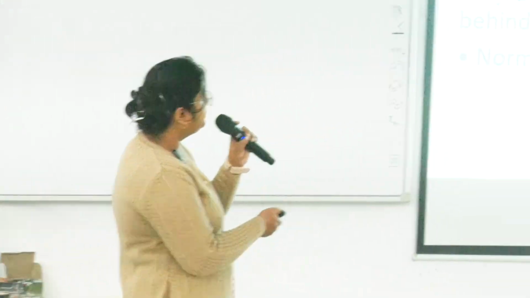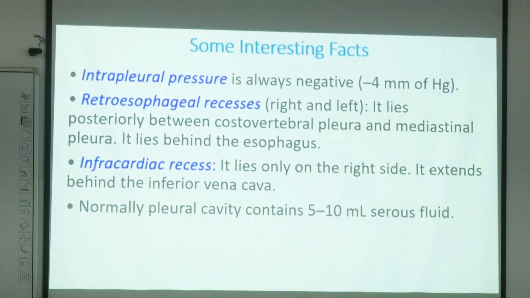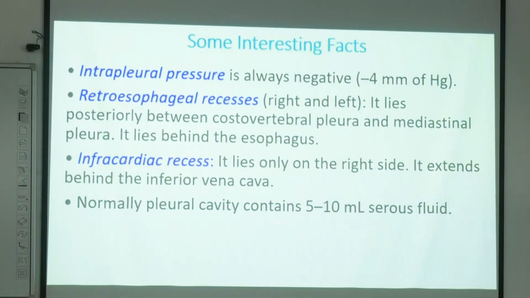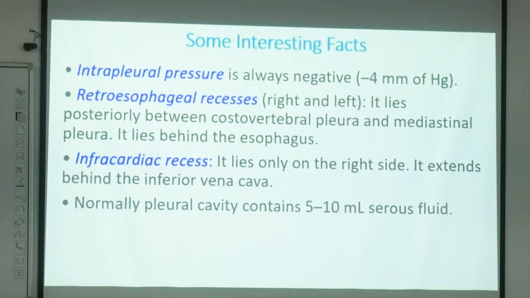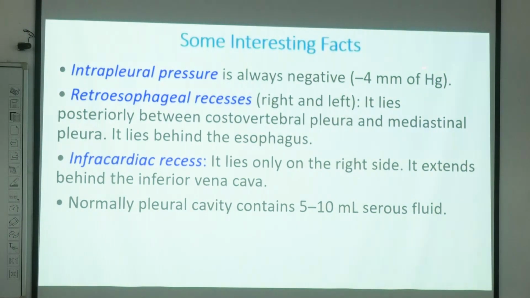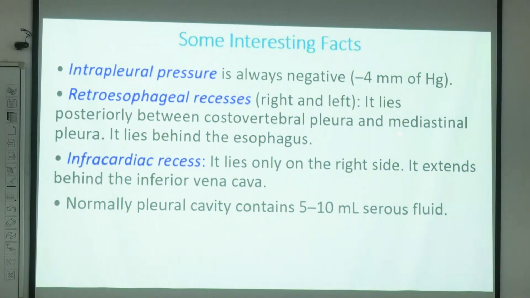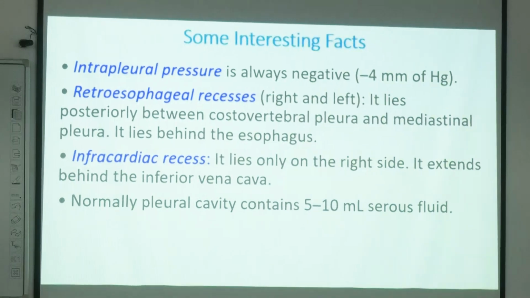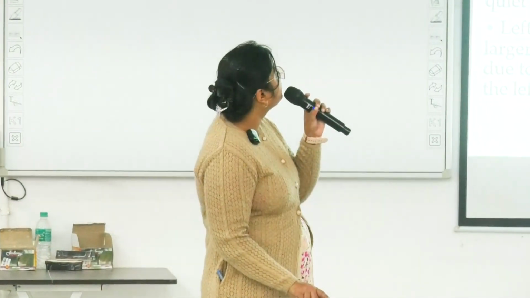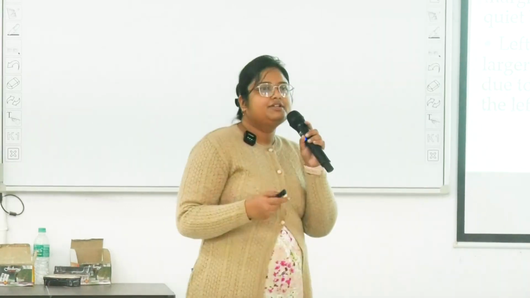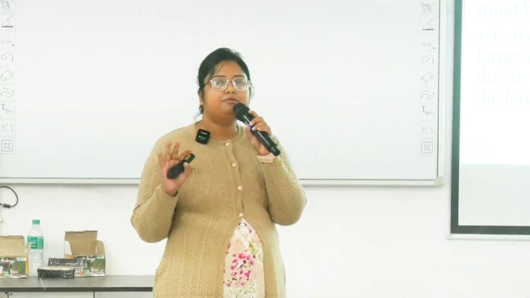And these are important for your MCQs. Normal amount of fluid in the pleural cavity: 5 to 10 ml of serous fluid. And the intrapleural pressure is always negative, minus 4 millimeter of Hg. In pneumothorax, this pressure becomes positive. And the recesses can come as a short note. Costodiaphragmatic and costomediastinal, these two you must write, and the rest two you can write: esophageal and some pericardial.